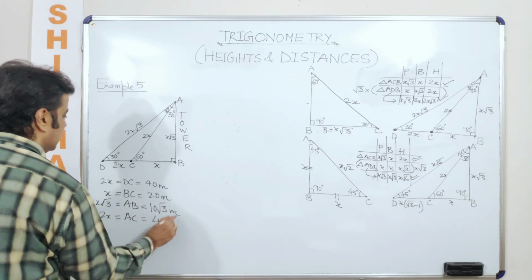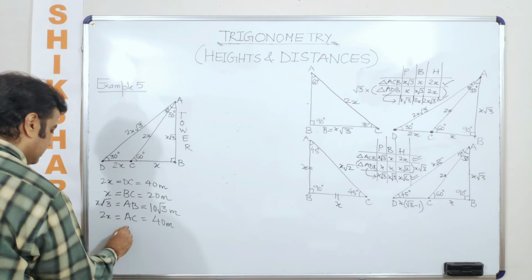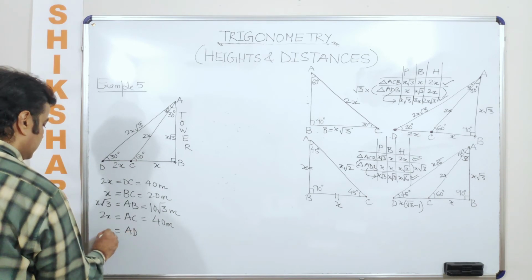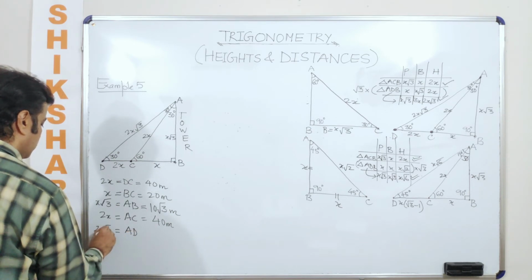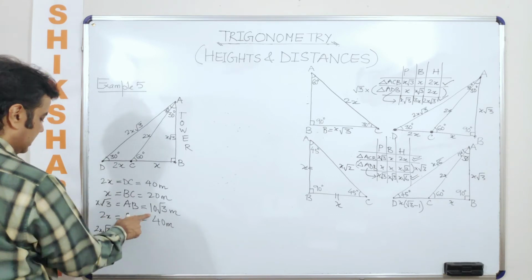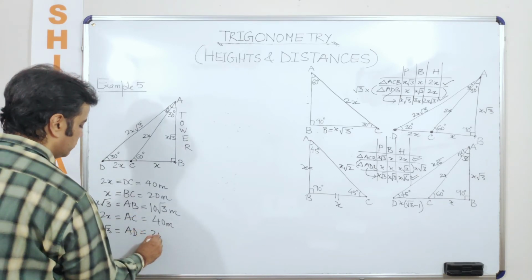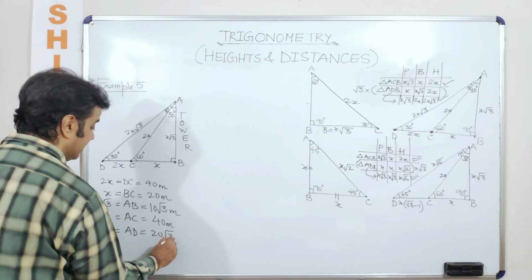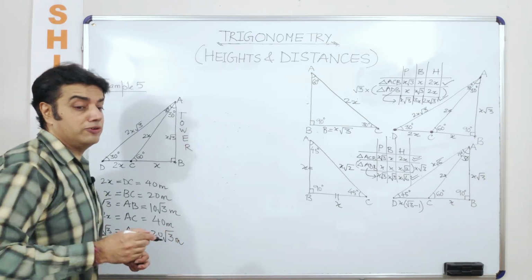And can we find out the length AD? Yes. What is the length of AD? It is 2x root 3. What was the value of x root 3, 10 root 3, and this is twice of that. So this becomes 20 root 3. Did we get all the 5 lengths? Yes. And did they ask us to find out all the 5 lengths?